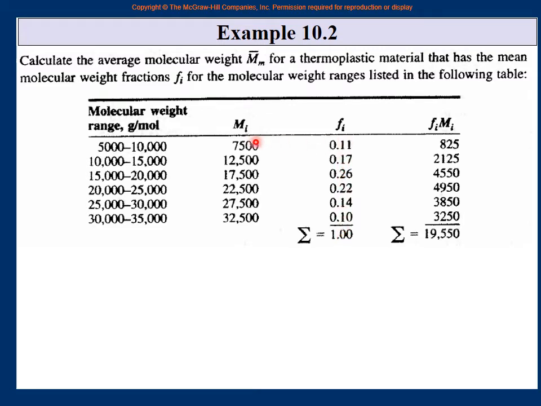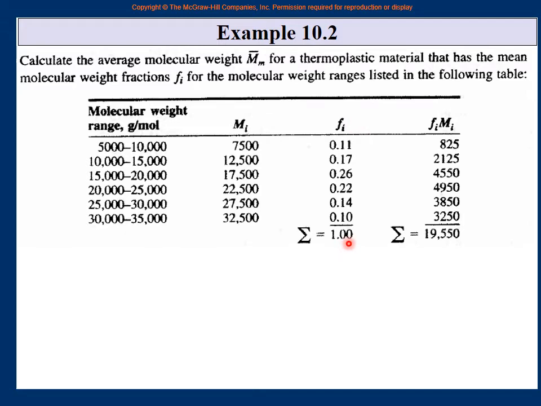Now, what do we have to do according to the formula? We have to multiply Fi by Mi, and then sum it. So for each one of them, 0.11 into 7,500 is 825. 0.17 into 12,500 is 2125. You do this on your calculator and check that this is right. You multiply the weight fraction by the average weight of the range and get this number. So when you get the sum of FiMi, it is 19,550. And of course, the sum of Fi, if it is correctly done, will always be 1.